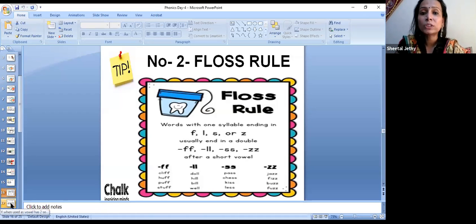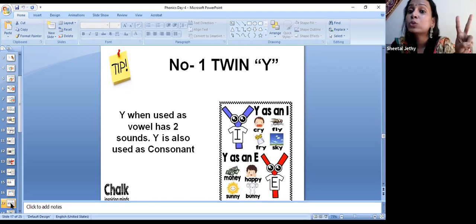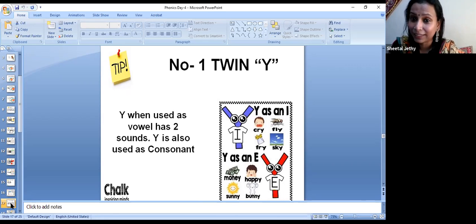Let's come to the last tip of the day, which is the twinning Y. Y, when used as a vowel, has two sounds, right? One is for I and one is for E. Always remember, Y is used as a consonant and also as a vowel. Now, when Y is used as in yo-yo, then it is a consonant.